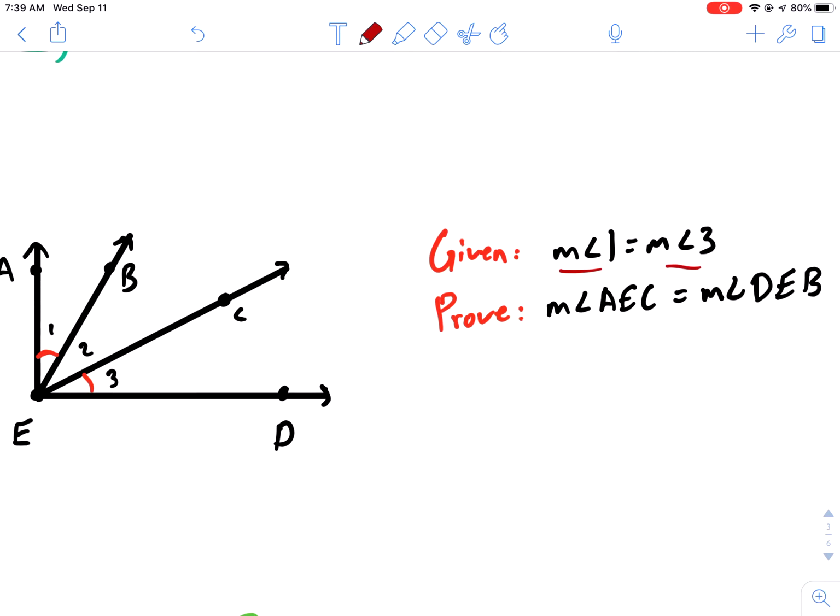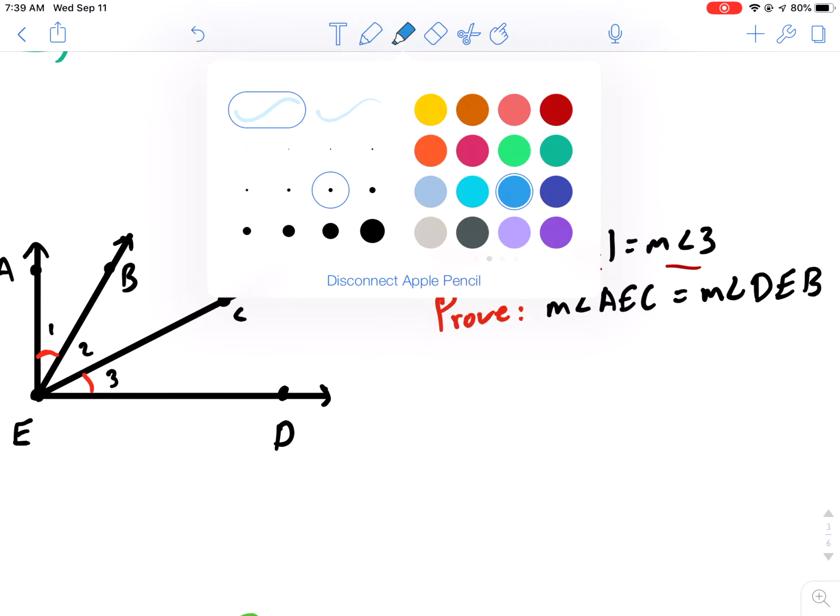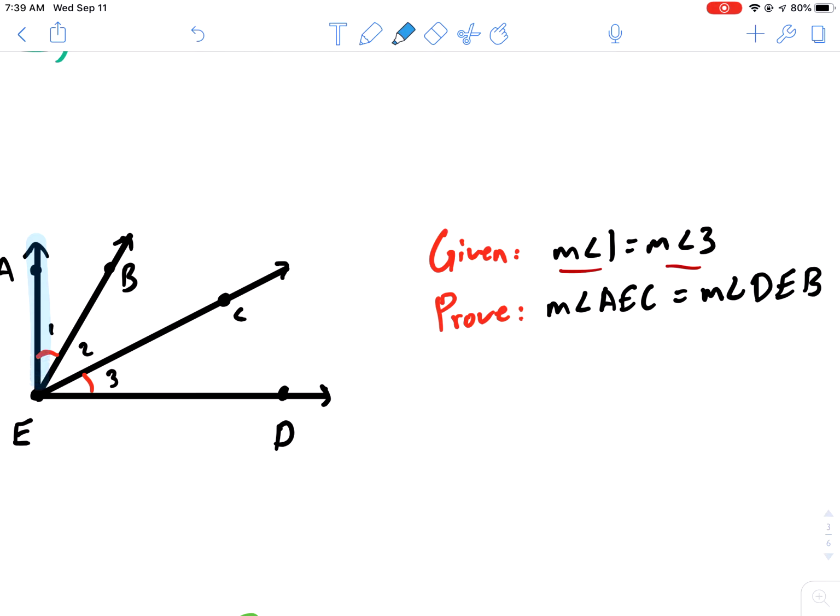Again, we're going to try to distinguish between these two using colors. So let me make it a little bit bigger. We're going to use blue, and we're going to say AEC is blue. AEC, we're going to make blue. And then we're going to make green DEB. So DEB is the green one.